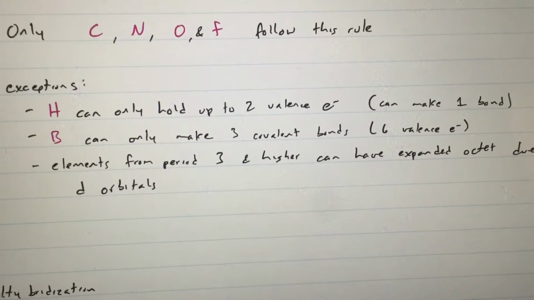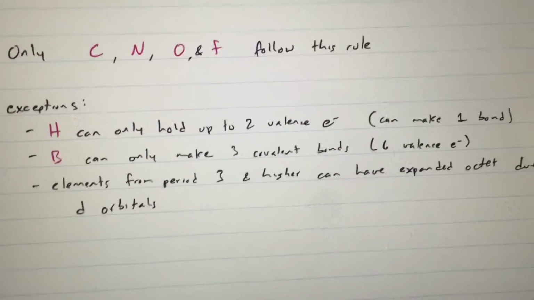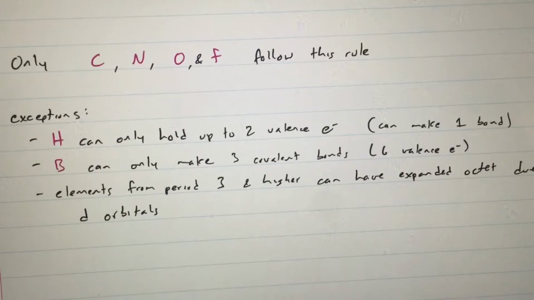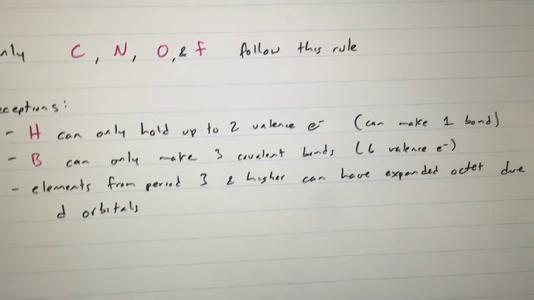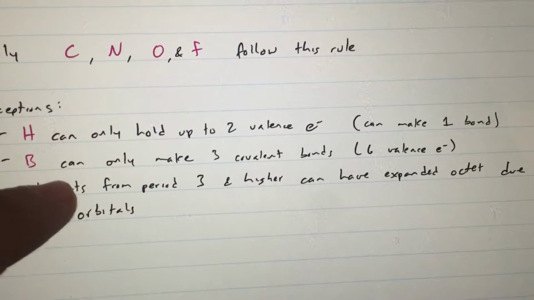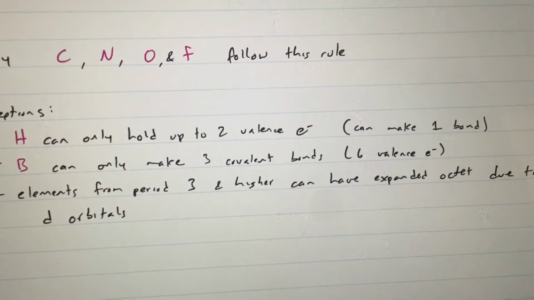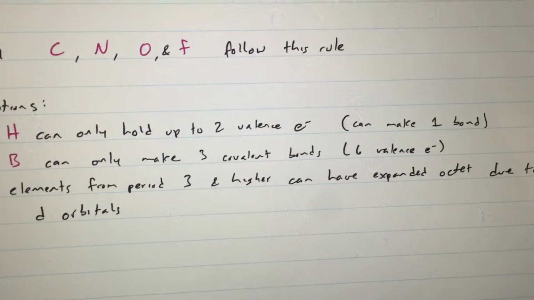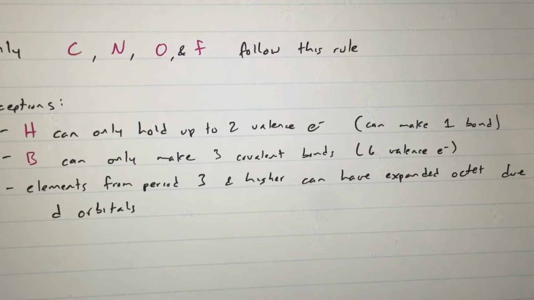Now boron can only make 3 covalent bonds, or can only contain 6 valence electrons. This is because if you go back on the video and look at the Lewis dot symbol, boron only has 3 electrons, so it can only make 3 bonds. You need to have an electron there so you can bond. It is a sharing of electrons. So boron can only make 3 bonds.